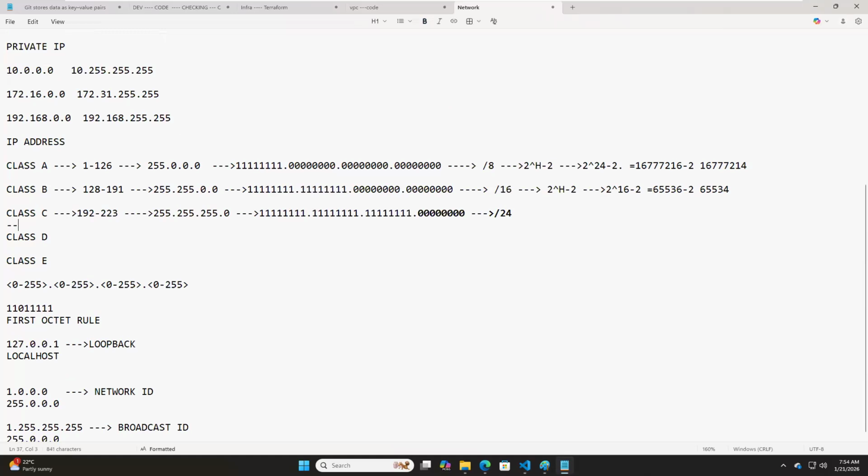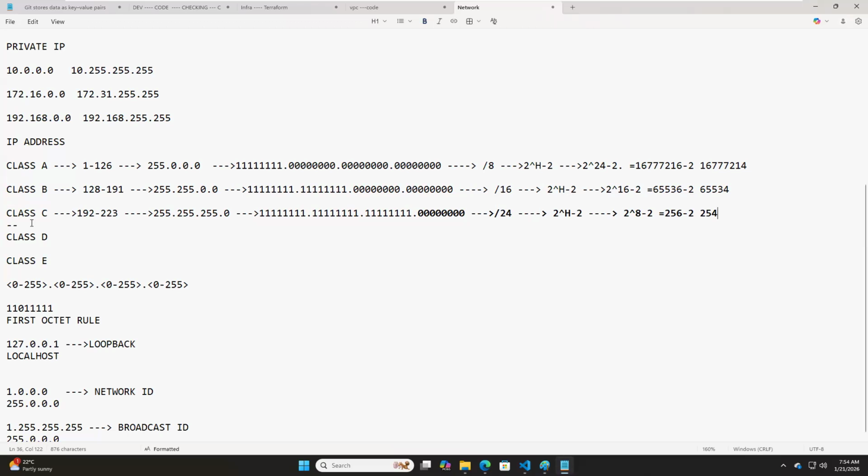And here you can see how many devices I can connect to this network: 2 power h minus 2, that is 2 power 24 minus 2, sorry, 2 power 8 minus 2. So overall 256 IPs will be generated. Among those, 256 minus 2, that is 254 IPs, are the usable IPs.